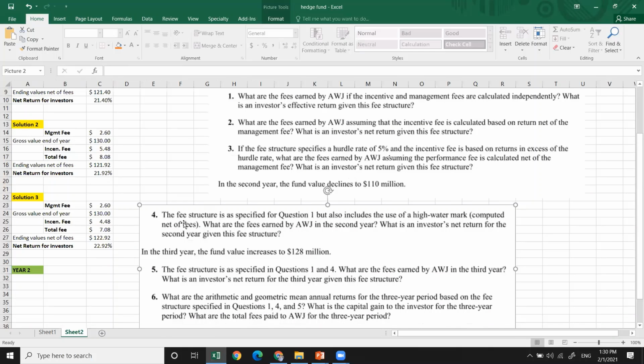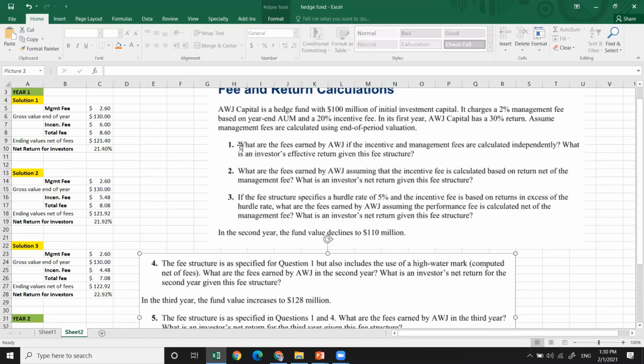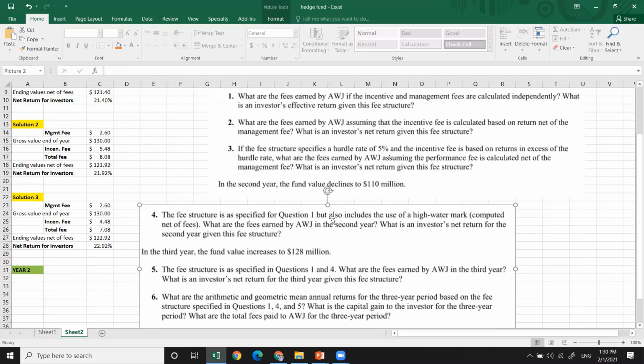So the fee structure is specified for question 1. It says the management fees are calculated independently but also include the use of a high water mark computed net of fees. So what are the fees earned by AWJ in the second year?